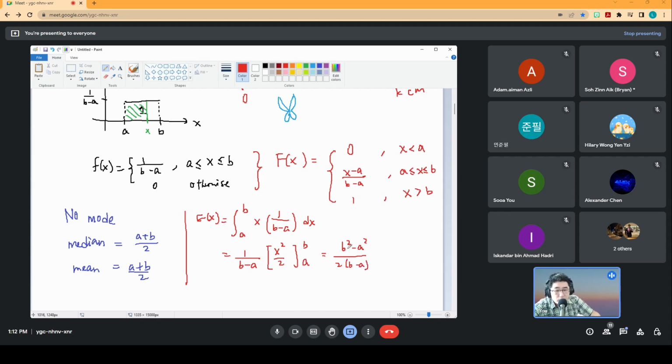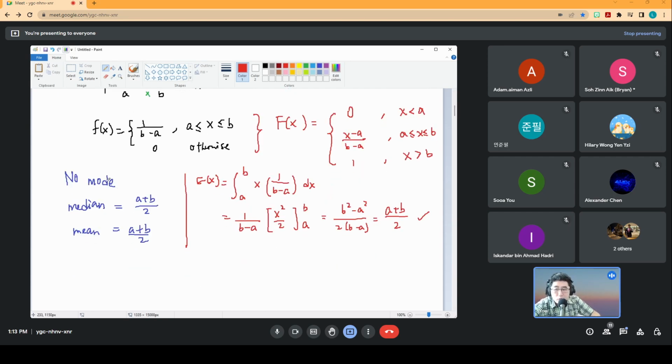Can you see how we can simplify this? Oh yeah, it's just b plus a over 2. Yes, it's just b plus a over 2, right? Because of the factorization, b minus a, b plus a, difference of two squares. So we have a plus b over 2. This is why it's true.